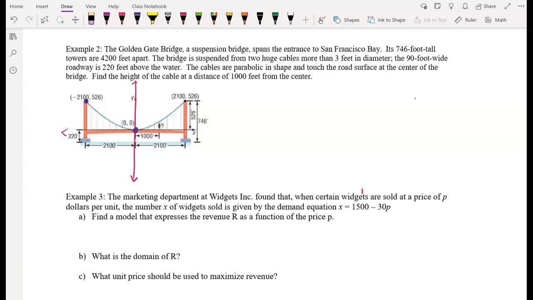Find the height of the cable at a distance of 1,000 feet from the center. So I'm just going to highlight what we need to find, and I'm going to cross out stuff that is not important for this question. We don't care how thick the diameter of the ropes are. We do not care how wide the roadways are.